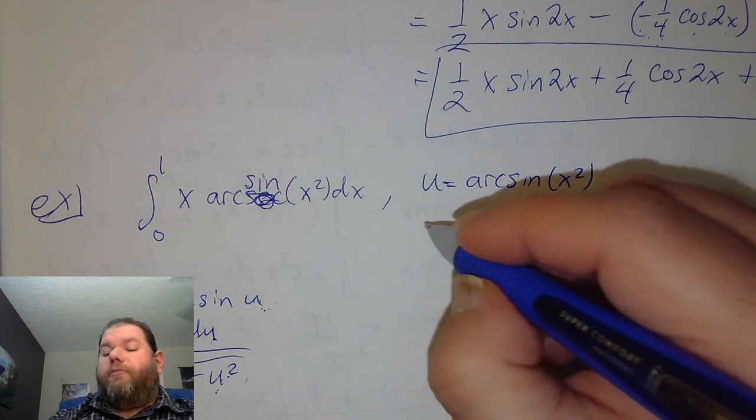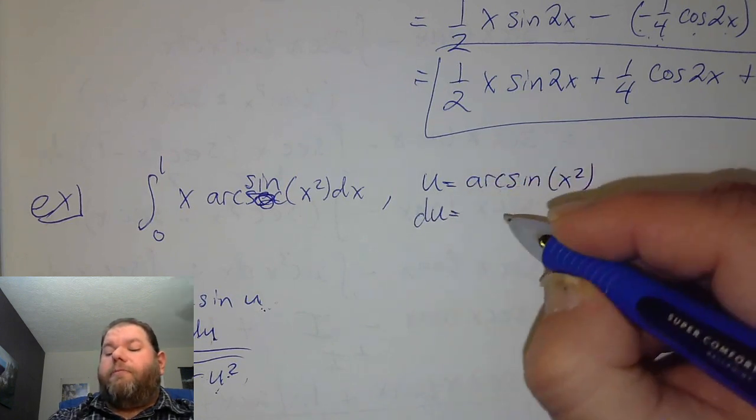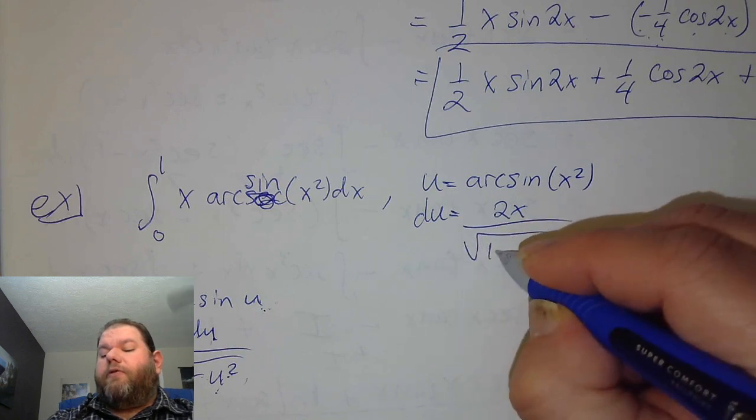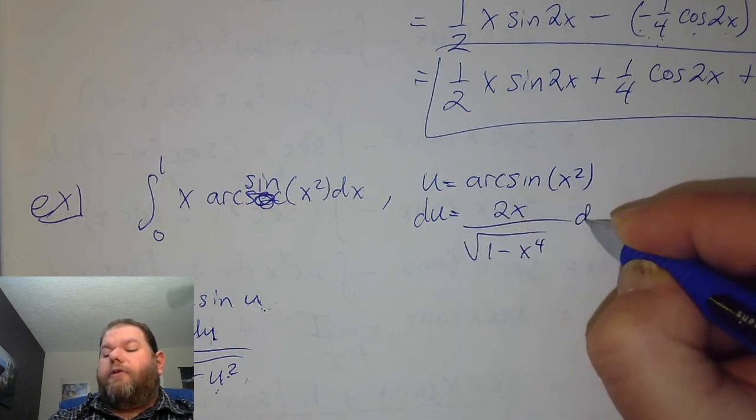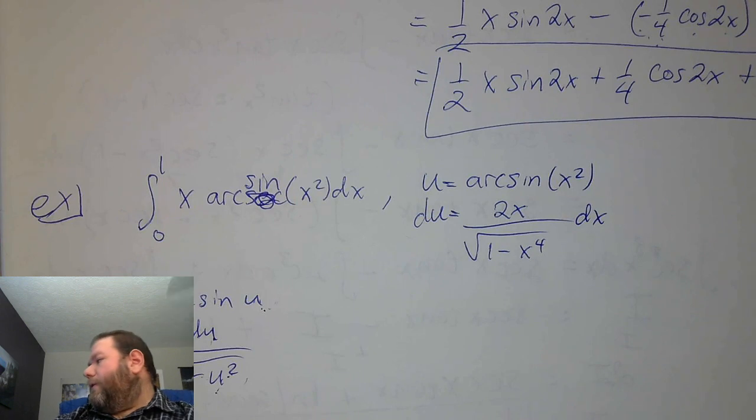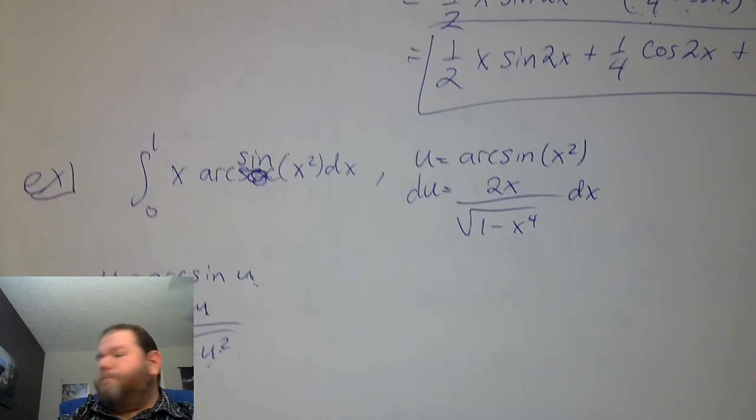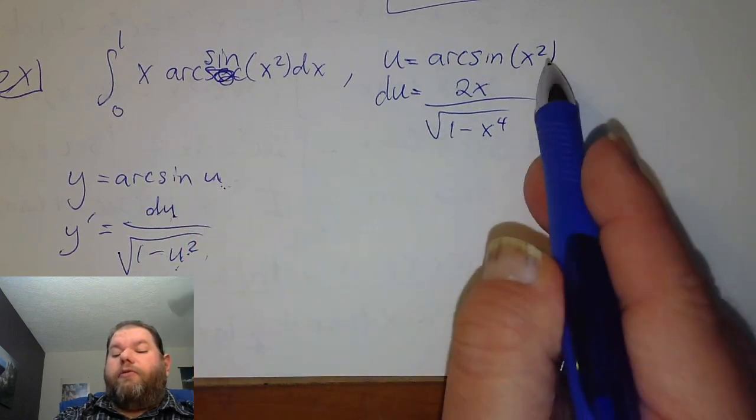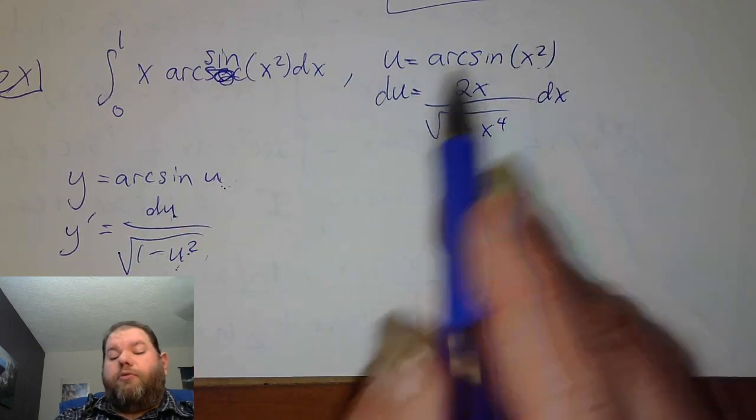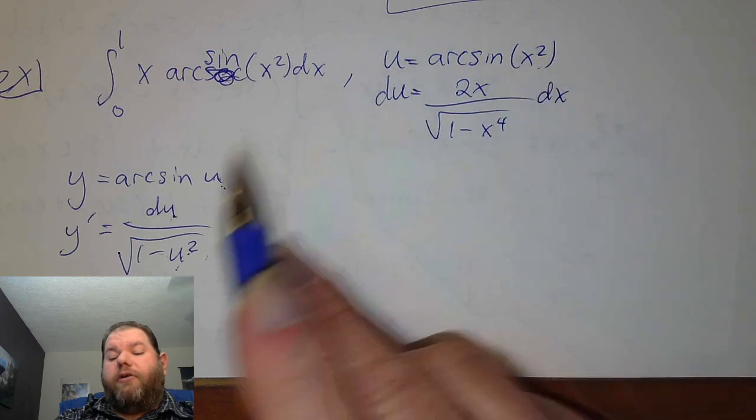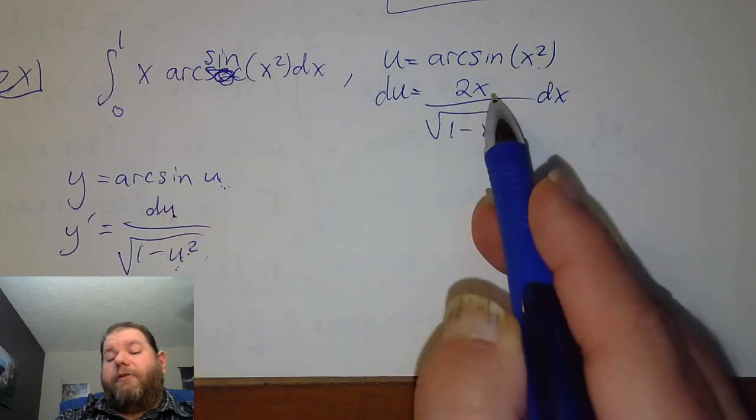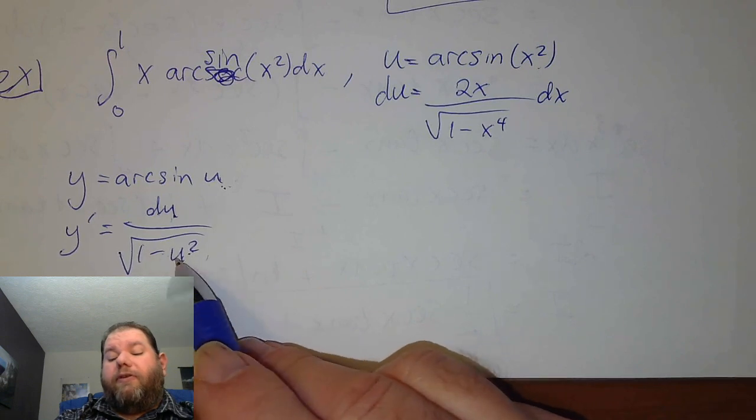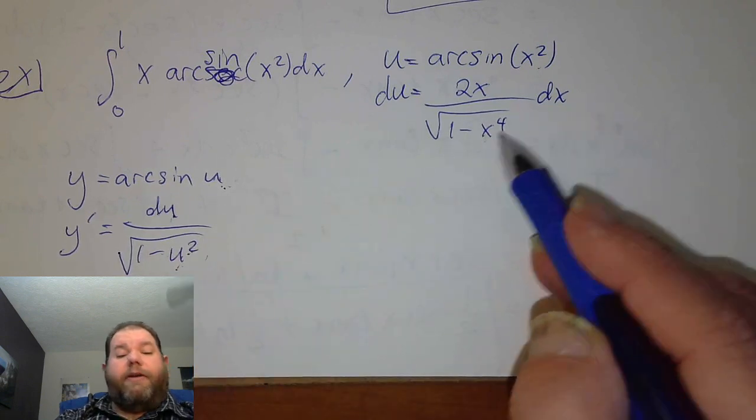Okay, so I'm going to go back to what I said. du would be 2x over the square root of 1 minus x to the fourth dx. Again, that's based on our pattern here. u is whatever's inside the arcsine function, x squared. Its derivative goes on top, so that's 2x. And then 1 minus u squared, so 1 minus x squared squared, which would be x to the fourth.